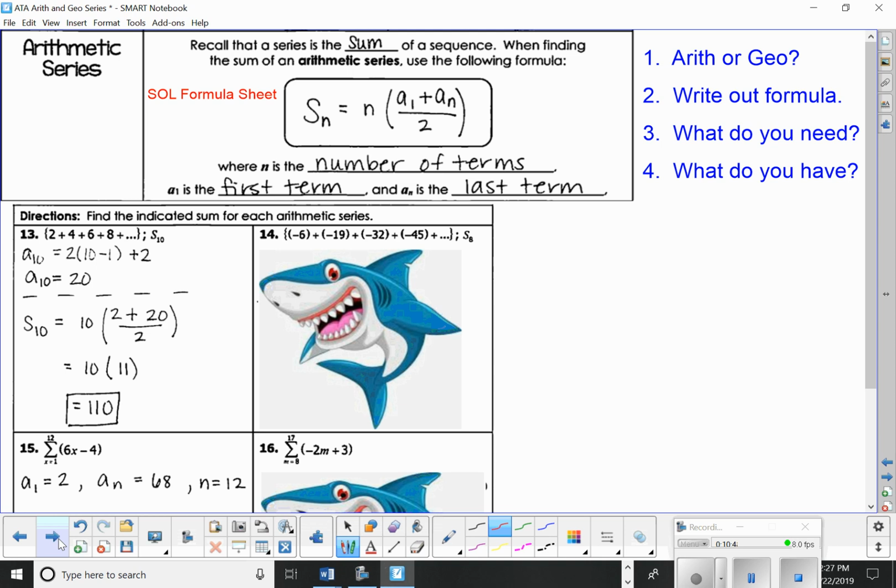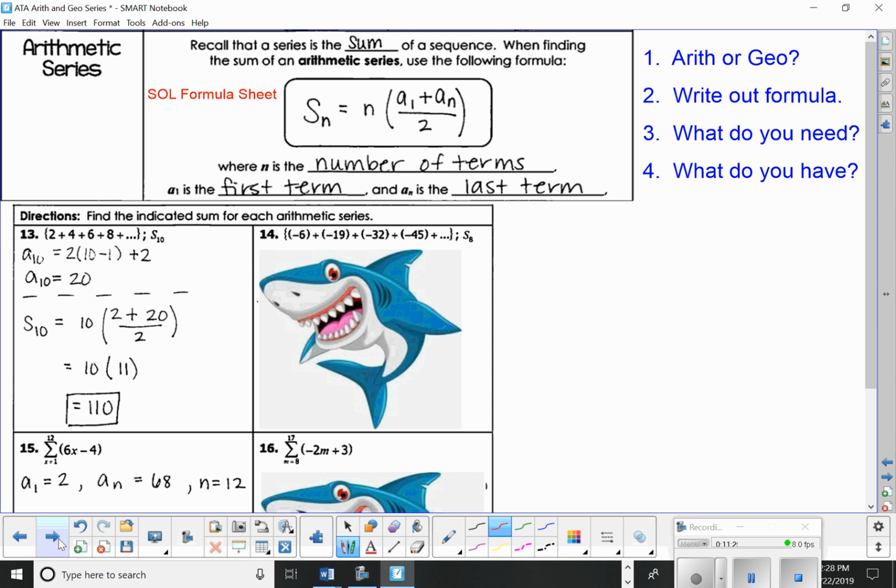All right? Now, in your packet, flip back towards the beginning. I want to say it's the third page. On the back of the third page, you will see about a third of the way down, it says Arithmetic Series. Go to that spot now. You there? Great. Recall that a series is the sum of a sequence. When finding the sum of an arithmetic series, use the following formula. Notice I said it's on your SOL formula sheet, so you don't have to memorize it.